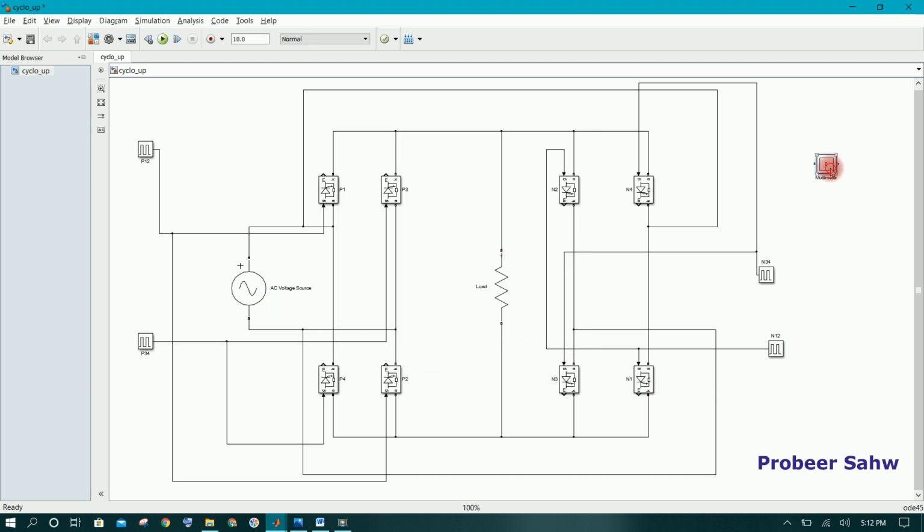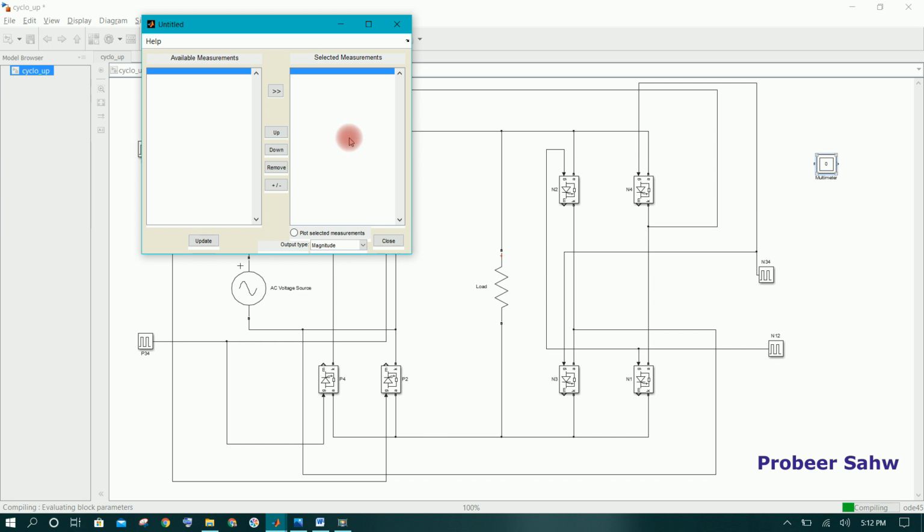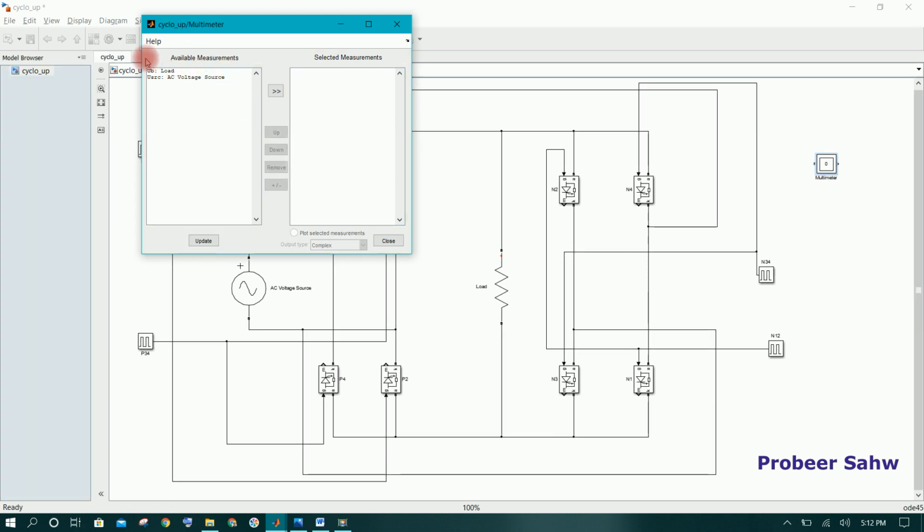Now click on multimeter. When you click on multimeter, you will see there were no available measurements initially, and now as it gets refreshed, we can see that two voltages or two signals are available for measurement. One is the source voltage and another is the load voltage. And at this point of time, I'm going to utilize both the measurements. So I'm clicking on one of the signals and adding to my multimeter. So I have added AC voltage source voltage to my multimeter.